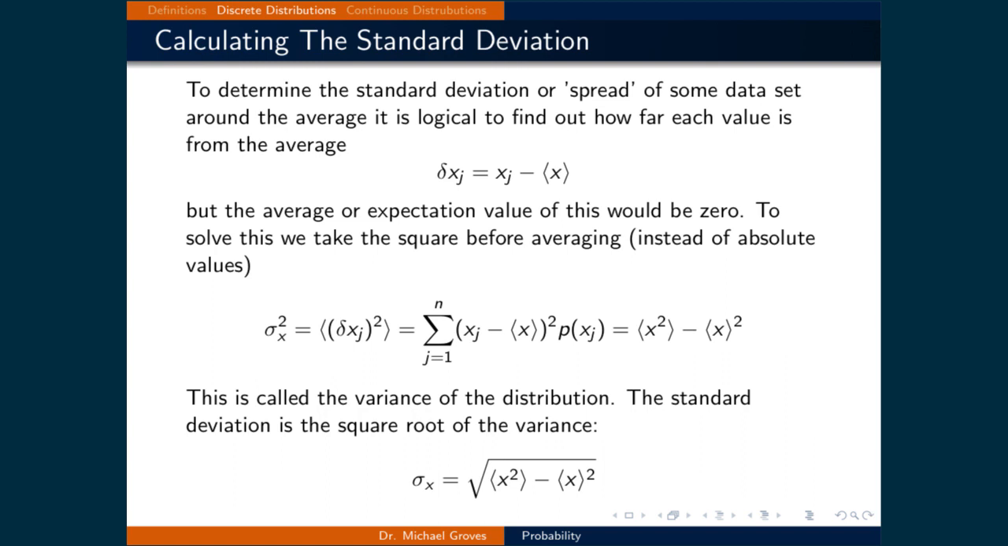To determine the standard deviation or spread of some data set around the average, it's logical to find out how far each value is from the average. This might be defined as the value itself minus the expectation value, and we have that equal to delta x sub j. But the average or expectation value of delta x would be 0. To solve for this, we take the square before averaging. And so this is denoted as sigma squared is equal to the expectation value of delta x_j squared, which we can also write as the expectation value of x_j squared minus the expectation value of x_j all squared. Sigma squared is called the variance of the distribution. The standard deviation is simply the square root of the variance.